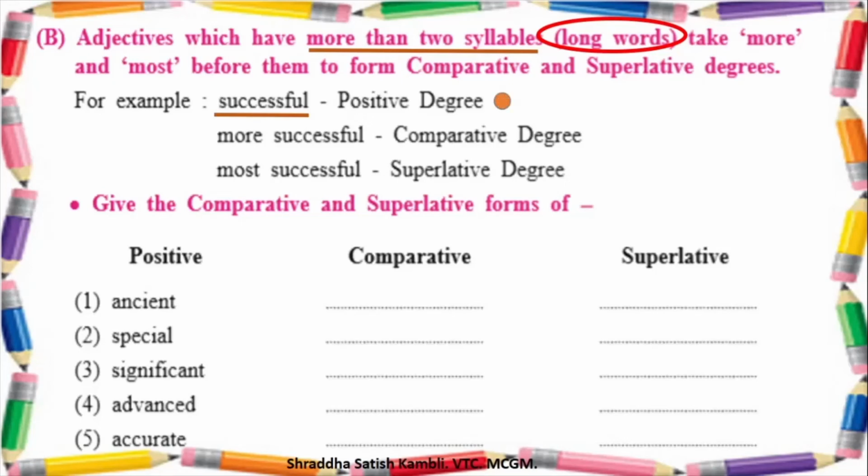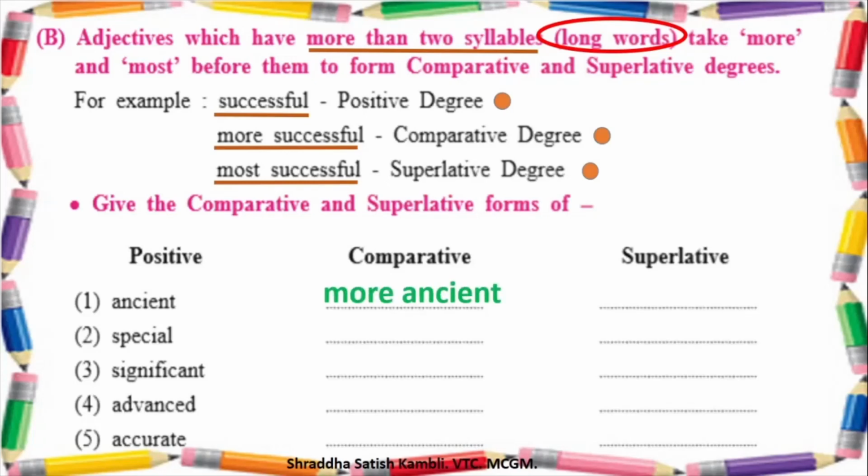For example, see, successful is the positive degree. Now, successful is a big word. It has got more than 2 syllables. So the comparative degree becomes more successful. Comparative degree. Most successful. Superlative degree. Okay. Now, find out and write the comparative and superlative degrees of all these words. And then come back and check your answers with mine.